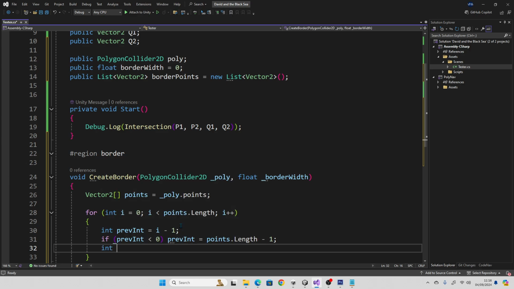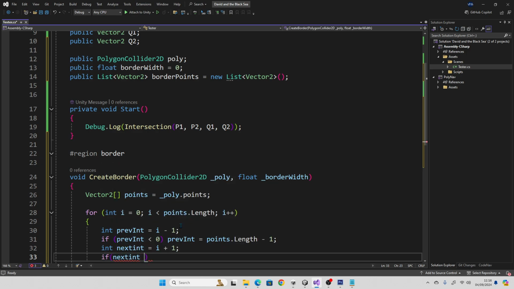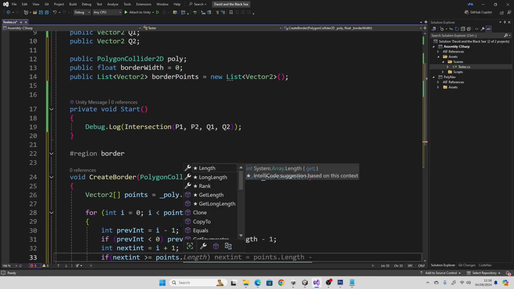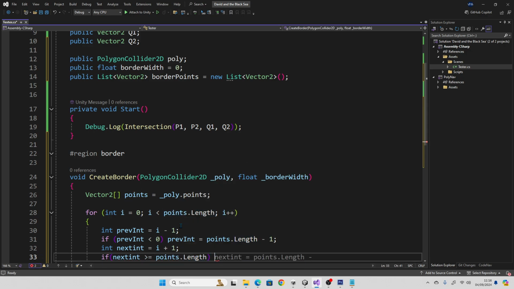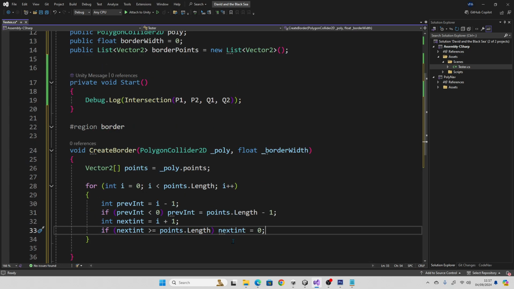And also, I can say next int is equal to I plus 1, because the actual point is I. The previous point is I minus 1, and the next is I plus 1. But what if we get to the end? So if next int is greater than or equal to, it will never be greater than, but if it's equal to points dot length, that means that I'm outside of the array, then next int is going to be equal to 0 because I'm wrapping it right back around. I could do all that.